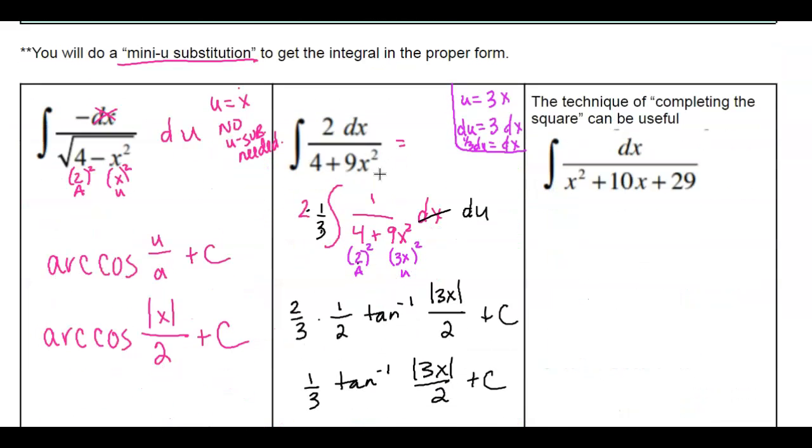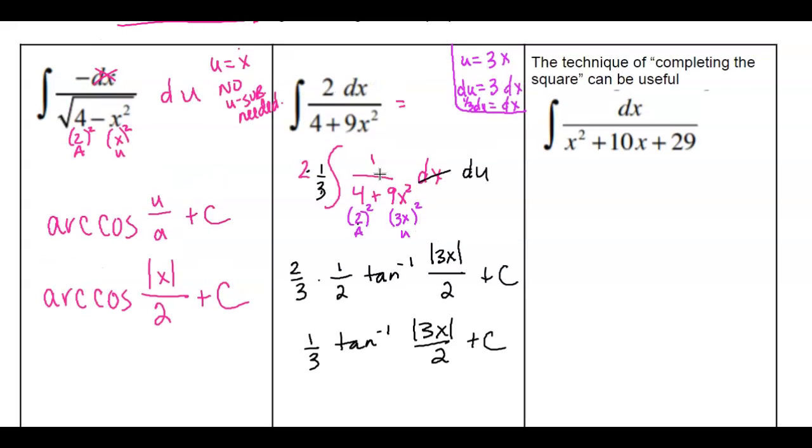Last one. So this is kind of a tricky thing. I wouldn't say this is going to be on the AP test, but I'm still teaching Calc 1, so it's always good to learn this. So the technique of completing the square can be useful, because let's say I didn't. If we want to integrate this problem, I'd have to pick u equals x squared plus 10x plus 29. Du is equal to 2x plus 10, and I don't have any other terms that would give me that 2x plus 10 to match it up.